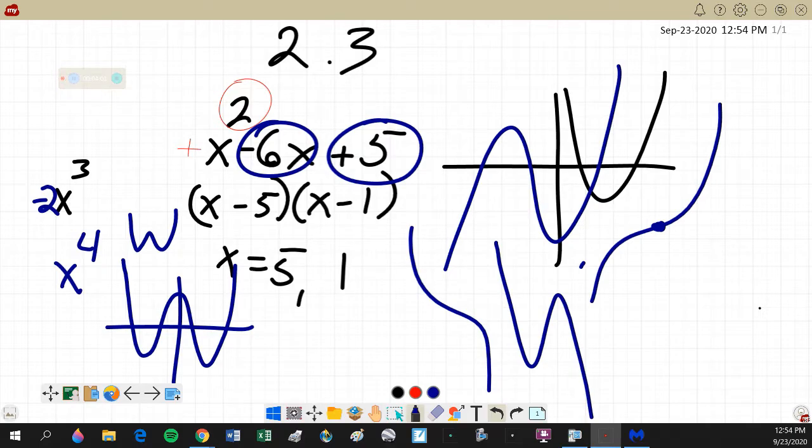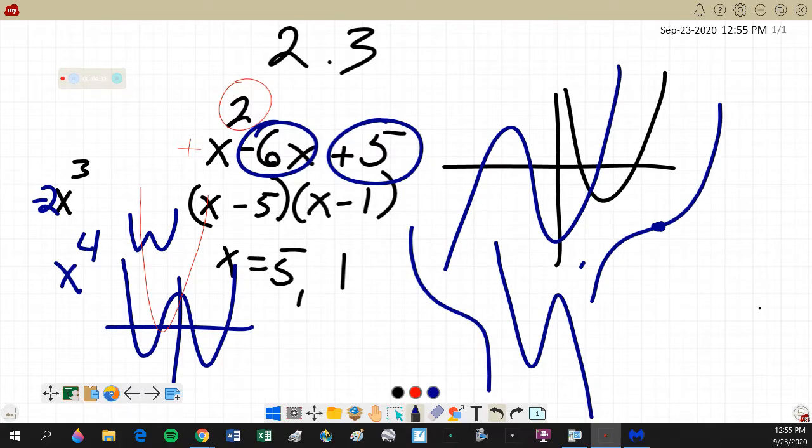So an x to the fourth graph can actually look like an x squared graph. So it might look like this. Now, they're not totally the same. So an x to the fourth graph is not a parabola.